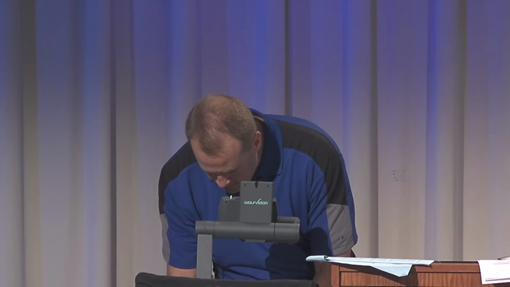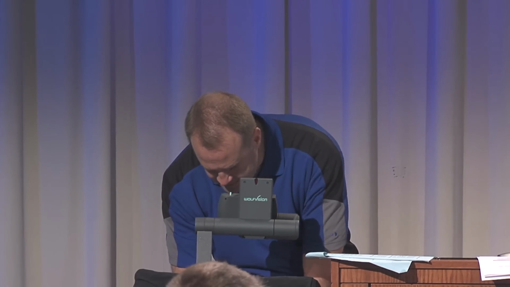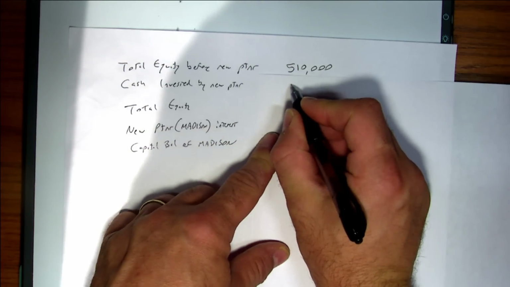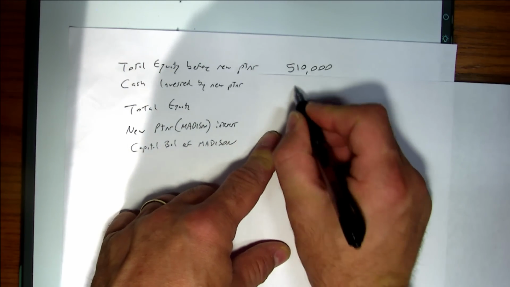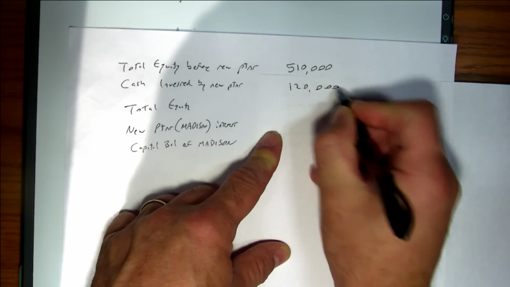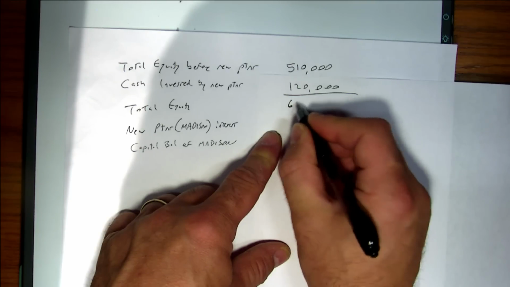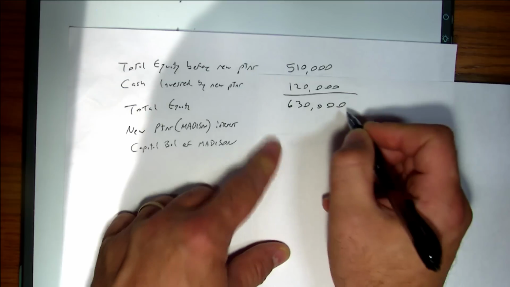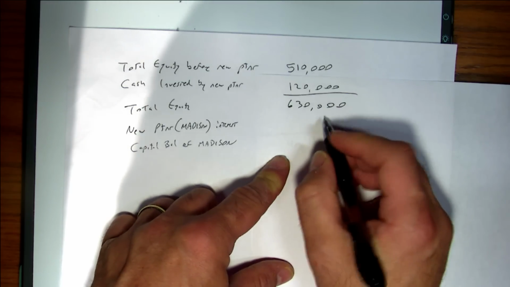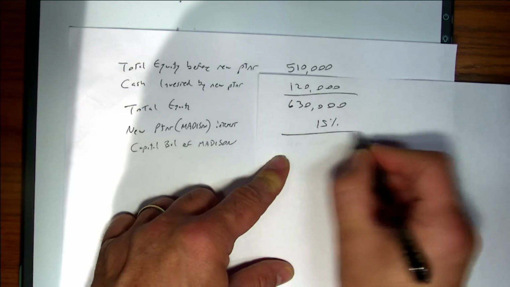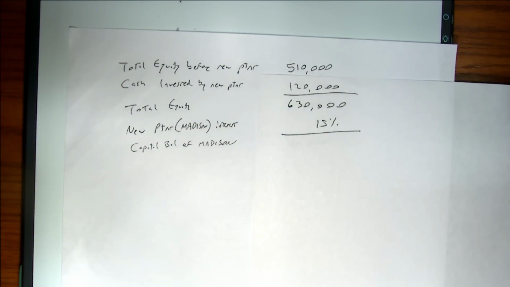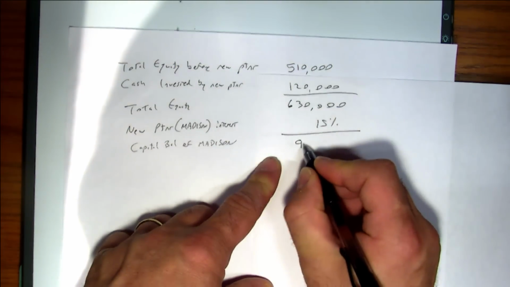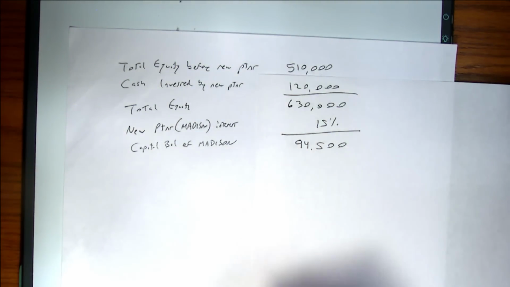120,000? Okay. Well, in that case, the total equity is still 510,000, but now the cash invested is what? 120? This total equity then will be 630,000. What's the new partnership interest? Still 15%. What is 15% of 630,000? 94,500. 94.5? Okay. So now we know what we have to do, right?